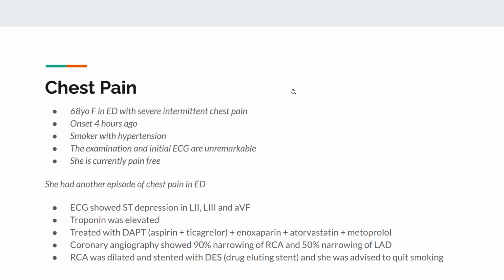Chest pain. A 68-year-old female comes into ED with severe intermittent chest pain. It started 4 hours ago, and her background history is that she's been a lifelong smoker with high blood pressure. The initial examination and ECG are unremarkable, and she's actually currently pain-free. But they decided to keep her in ED because it was quite concerning for cardiac chest pain.